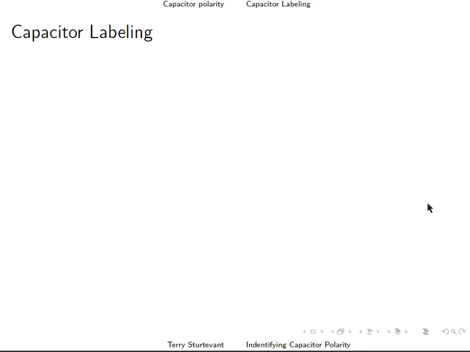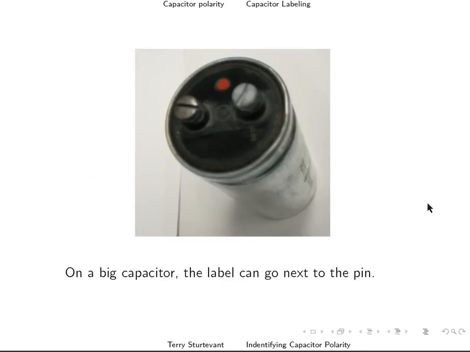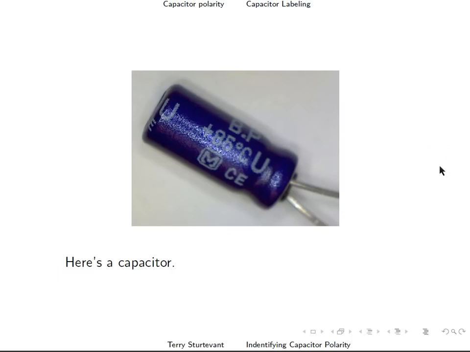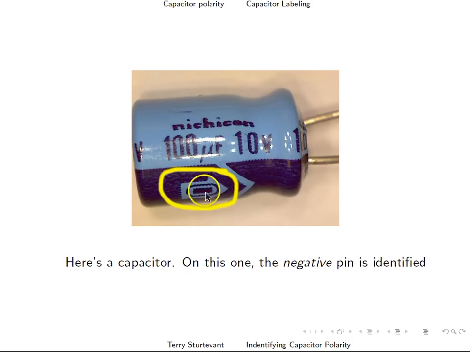Don't do this. So, capacitors are labeled in different ways. On a big capacitor, the label can go next to the pin. Here you see the plus sign next to the positive pin. Here's another capacitor. Notice there's a positive sign here, so that means that the pin that's closest, which is this one, is the positive pin.